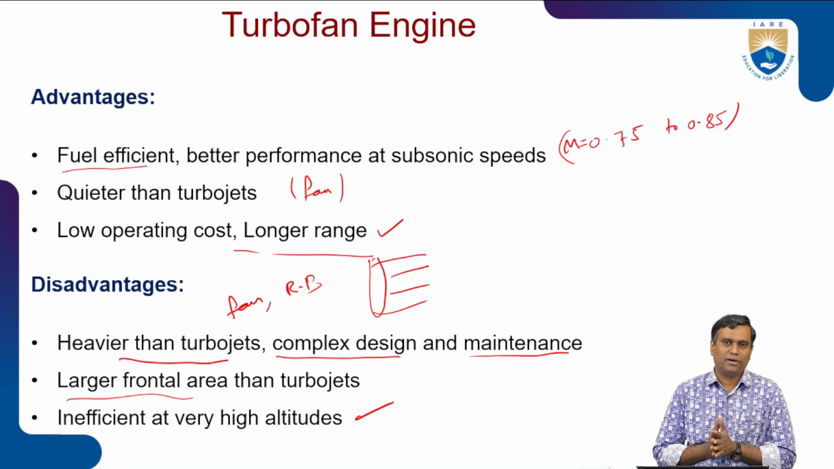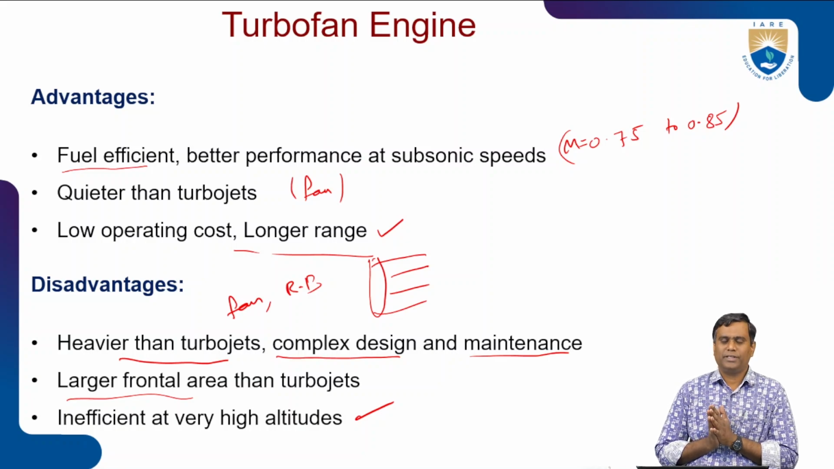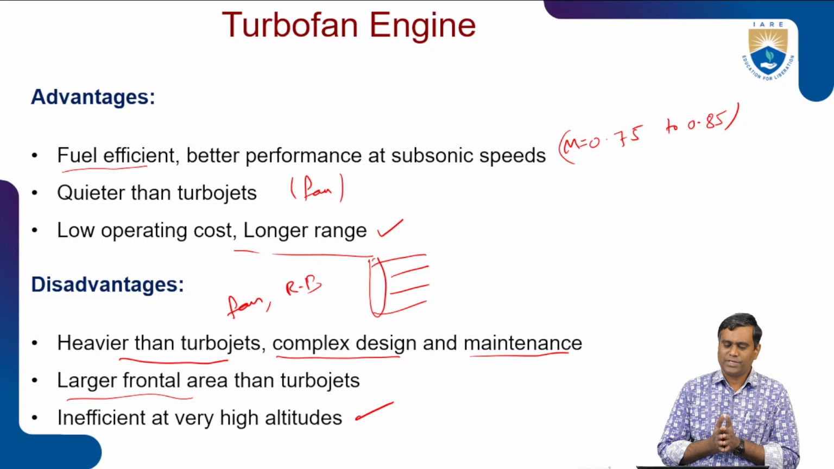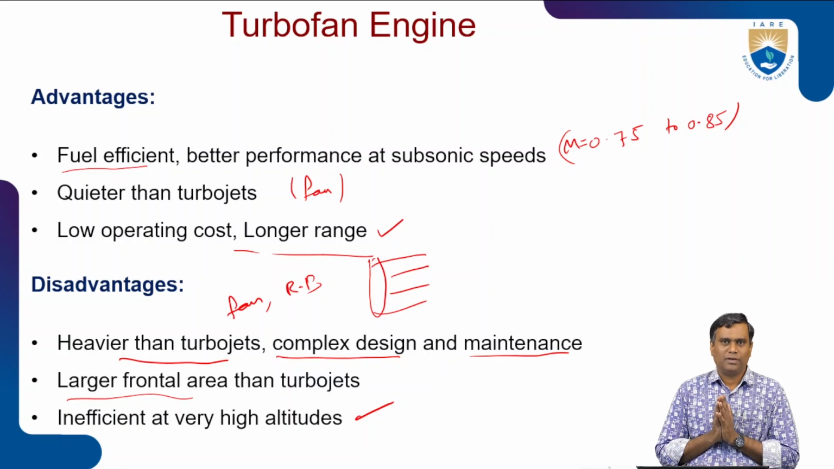So this is about turbofan engines and comparison with turbojet engine: advantages, disadvantages, working principle, different types and different components. So we can come to the conclusion that these are ruling the civil aviation industry in the speed range of Mach 0.75 to 0.85 with less noise and better fuel efficiency.